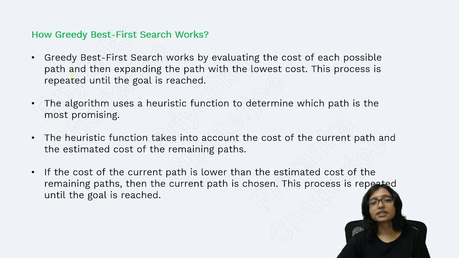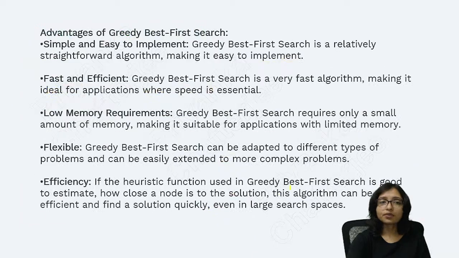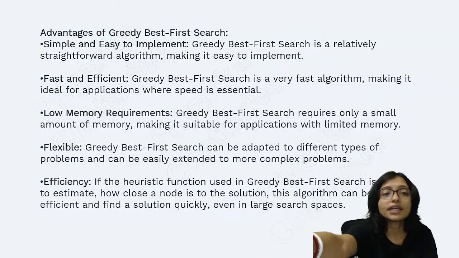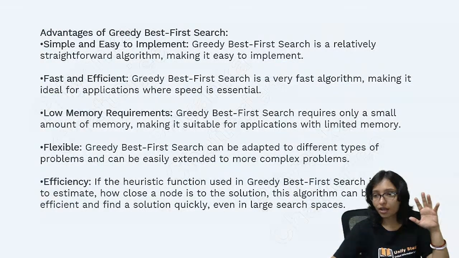This is the way it was worked. You choose, evaluate the cost of all the possible paths, repeat until the goal, and then the algorithm uses the heuristic, and here it will take, and after that it will be chosen. That was the thing.